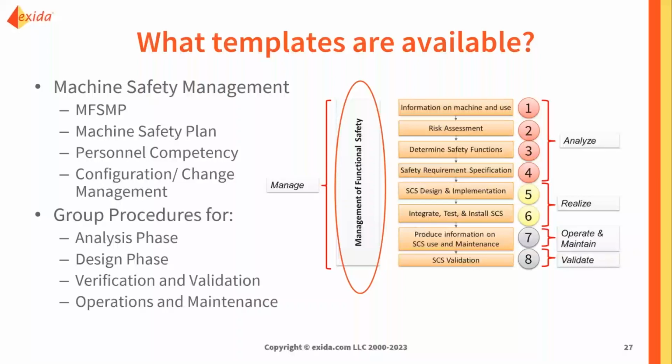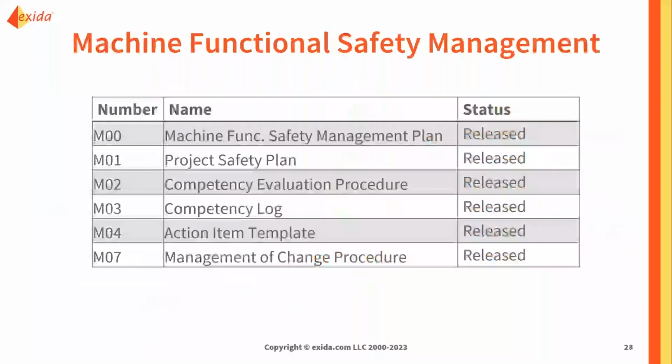The IEC 62061 template set that Exida has developed is a mix of machine safety aspects for that top level machine safety management plan, as well as specific group procedures for the analysis, design, verification, and operations phases. And so in that top level functional safety management group, we've got the overall machine functional safety management plan.